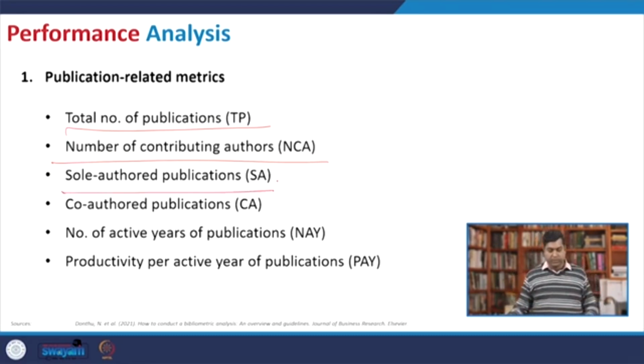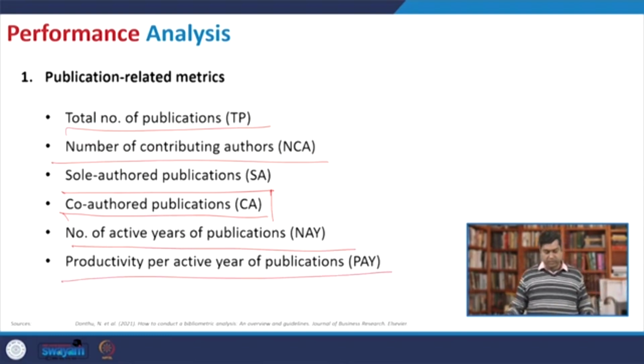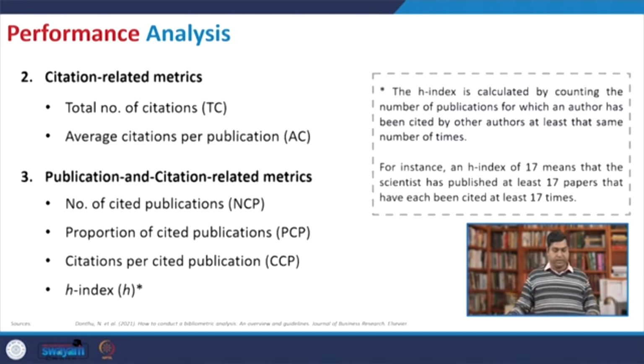Then sole author publication. Whenever there is a single author publication, that is an individual perspective, if it is on some kind of concept giving or something like that. Co-authored publication also, like how many are authored by many, the number of active years of publication, so since when that journal has been publishing papers, then productivity per year of that publication. So, these are a few of the publication related metrics.